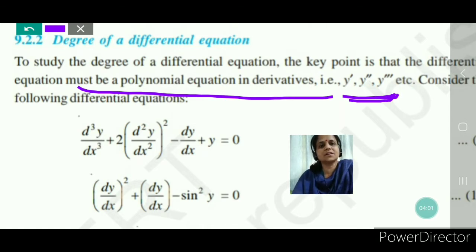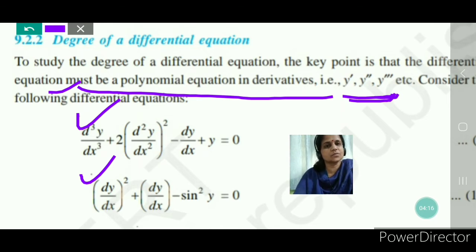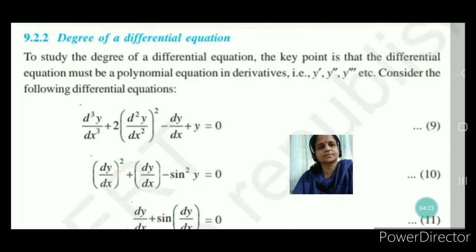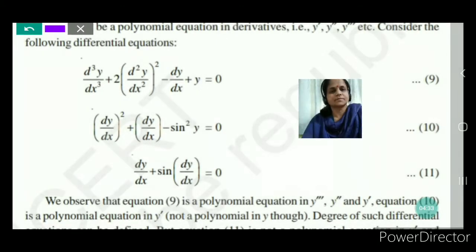Consider the following differential equations. It is d cube y upon dx cube plus 2 into (d square y upon dx square) whole square minus dy upon dx plus y is equal to 0. The next equation is (dy upon dx) whole square plus dy upon dx minus sin square y is equal to 0. Next is dy upon dx plus sin of dy upon dx is equal to 0.